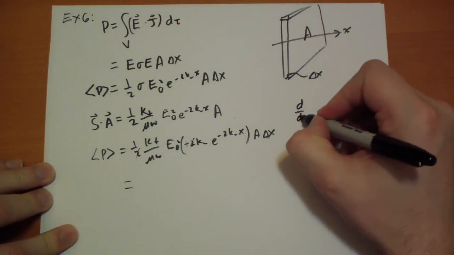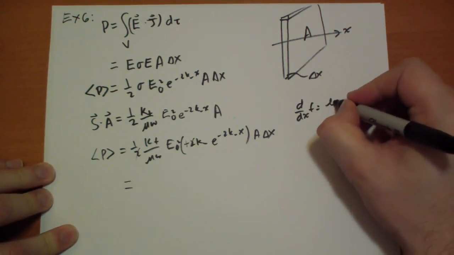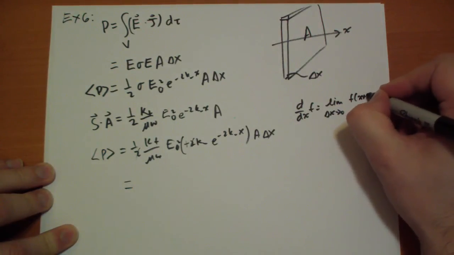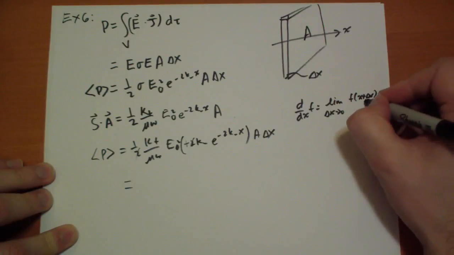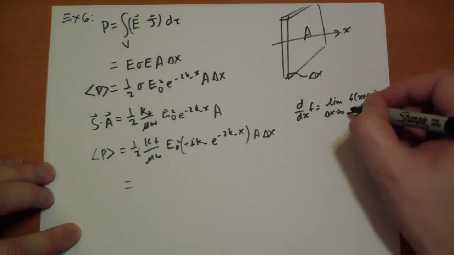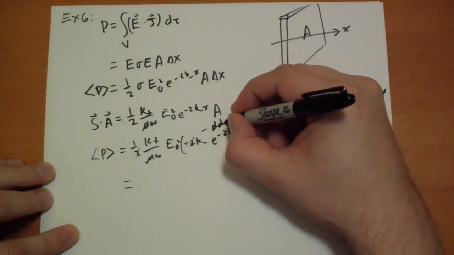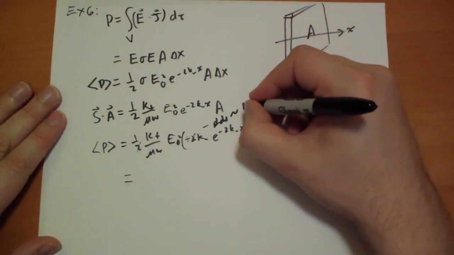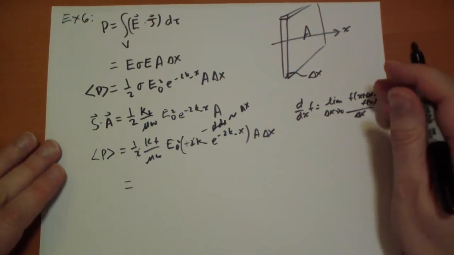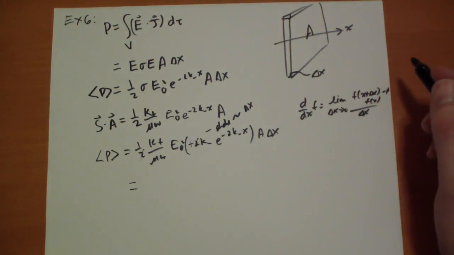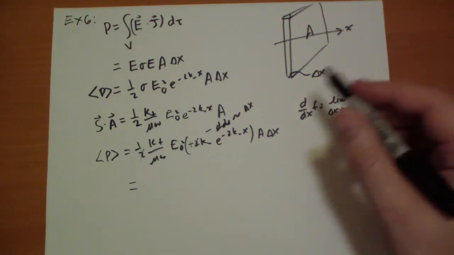Remember the derivative d by dx of f is just the limit as delta x approaches 0 of f of x plus delta x minus f of x divided by delta x. In this case, we're taking f of x minus this, so it's a negative derivative. This is negative d by dx of the stuff on the inside. Okay, and then we have to multiply by the width, delta x. So we have a kappa plus, we have a kappa minus. Kappa plus times kappa minus gives us this little mess.